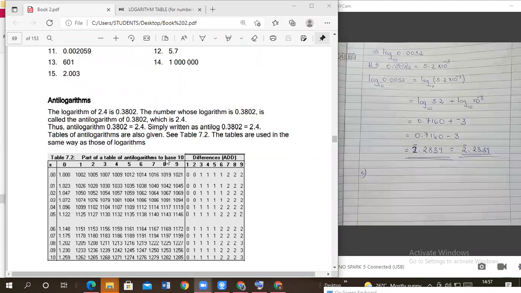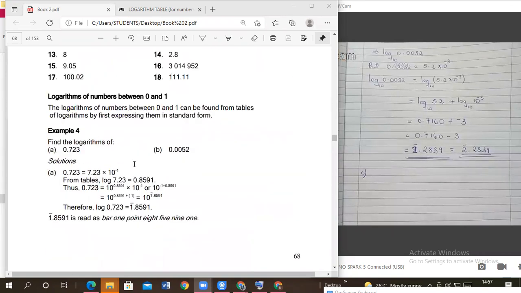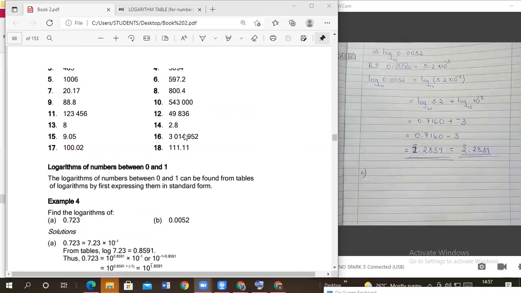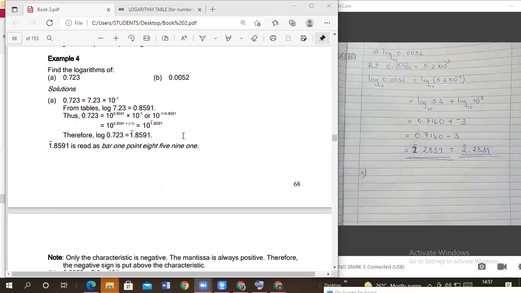So the characteristic, the mantissa, the argument, those things, now you know them. We are still working on numbers to base 10, still using the common logarithm. But as time goes, we'll also see other bases.